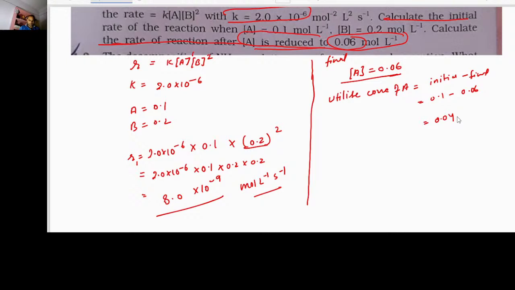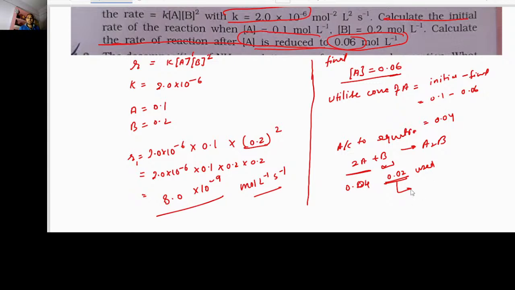0.1 minus 0.06, so 0.04. According to the equation, 2A plus B gives A2B. So whatever amount of A is reacting, half of that is B reacting, because here the coefficient is 2. If 0.04 of A reacted, how much is B reacting, student? 0.02, right? So this concentration is used.